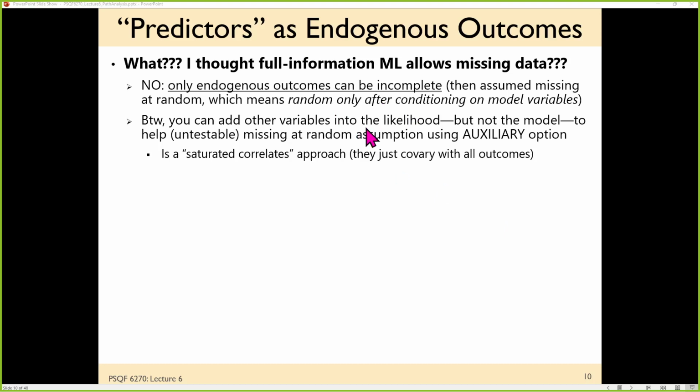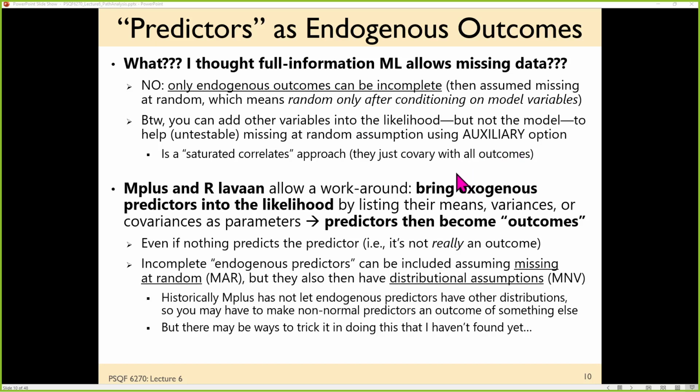So the data structure that's going in here is the same wide data structure we started with, where each person is a row of data. So they have separate columns for their predictors and their outcomes. And the rule is you can only have missing data on an outcome, not a predictor. You can add other variables into the model, though, that are supposed to help with missing at random as an assumption. And there's an option to do this in some of the programs.